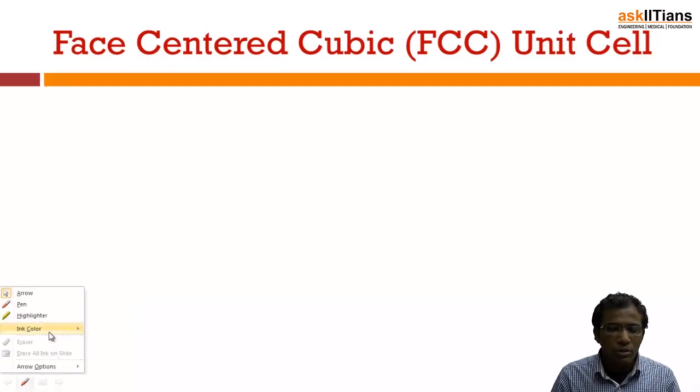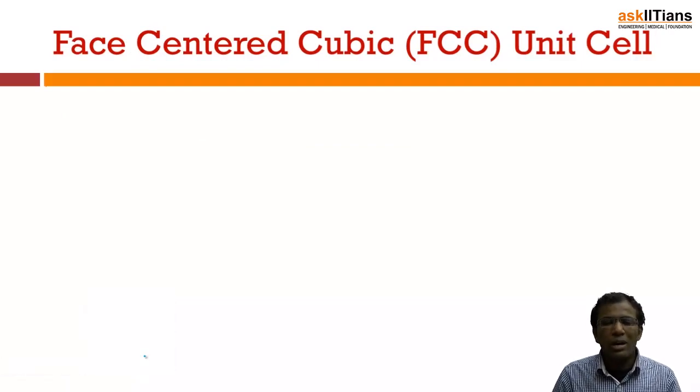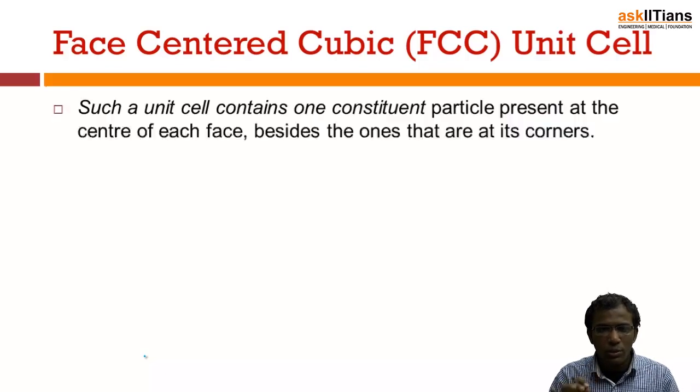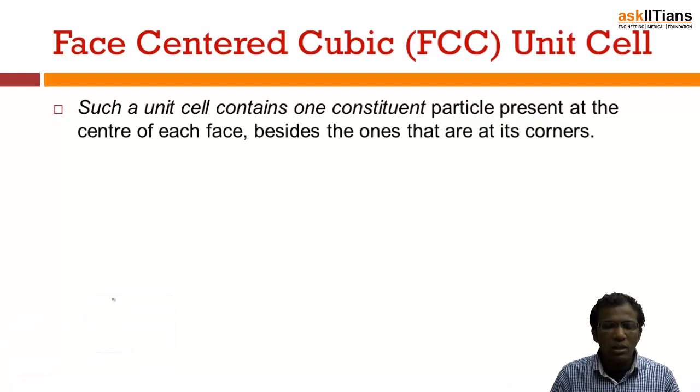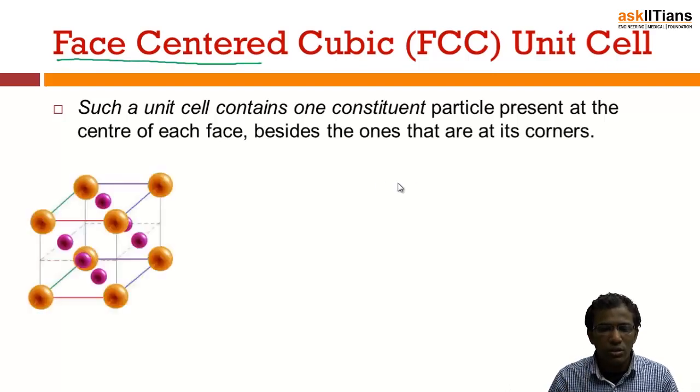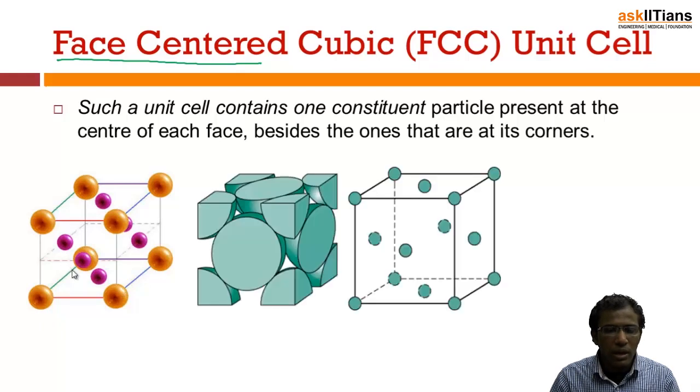It's also a very important unit cell. What you need to observe is where the particles are present and how they are touching each other. So in face centered, we have particles present at the corners, but additionally we have particles present at the face center of each face, at the center of each face. So here you can see we have particles present at the corners, and we also have particles present at the center of each face.